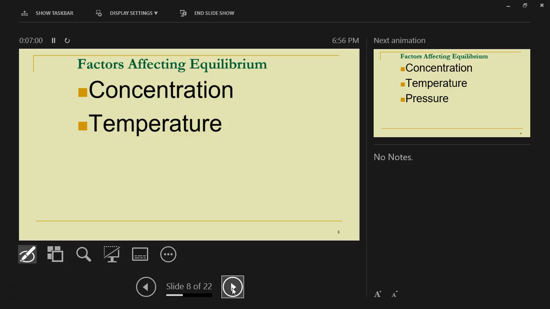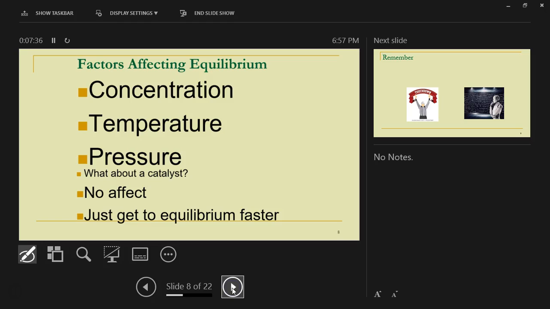The next thing is pressure. Now, pressure is only true for gases in a system. And so if you've got gases, then the reaction will readjust itself in order to reestablish the equilibrium of the system. What about a catalyst? Because in the last unit, we talked about the effects of things that affected the reaction rates, and catalyst was a thing that affected it. And here, it doesn't have any effect on the equilibrium. It will just make us get to our equilibrium point faster, okay?